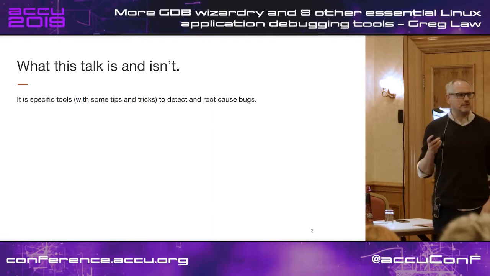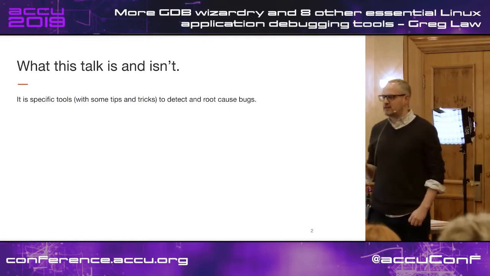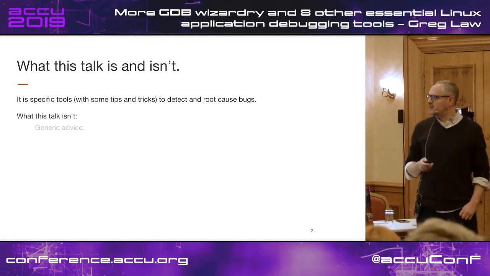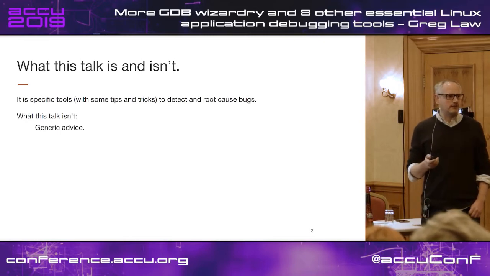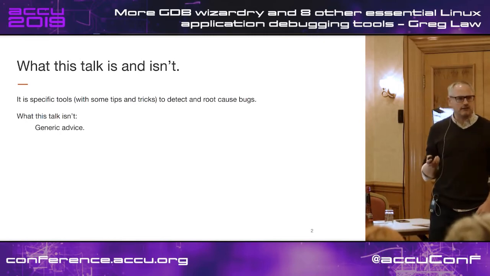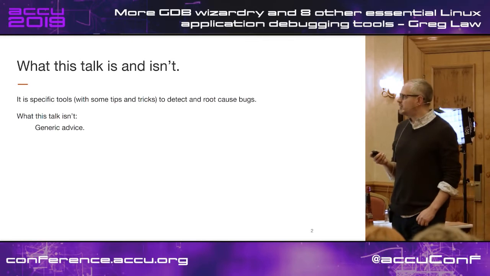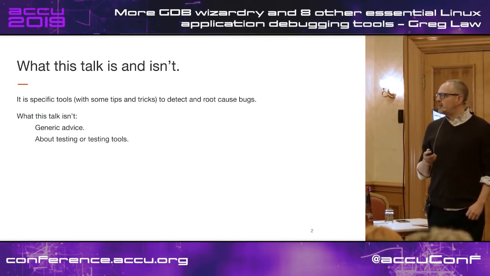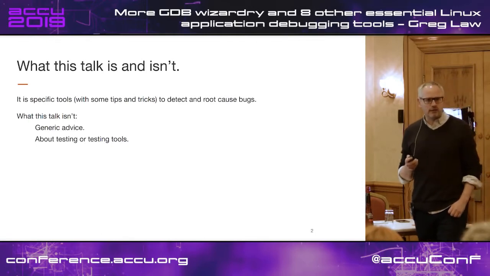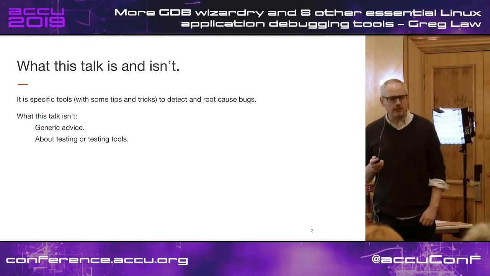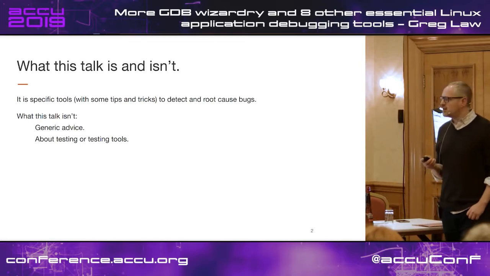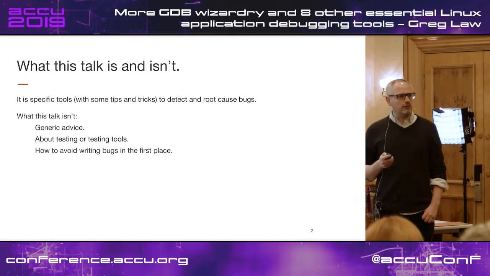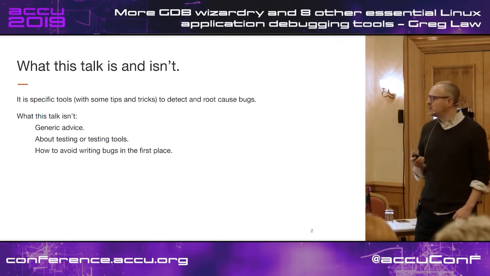I think often it's easiest to set the scope for things by saying what's out of scope. So what this isn't. I'm going to, as far as possible, steer clear of generic advice. Frankly, I'd feel like I was being a bit patronizing if I tried to go there. So it's going to try and be specific and concrete. It's not about testing or testing tools. There are loads of really good testing tools and loads of really good talks on testing tools. This isn't one of them. I'm not really going to talk about how to avoid writing bugs in the first place, at least not much.